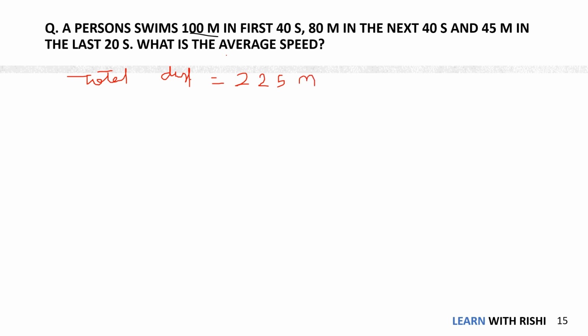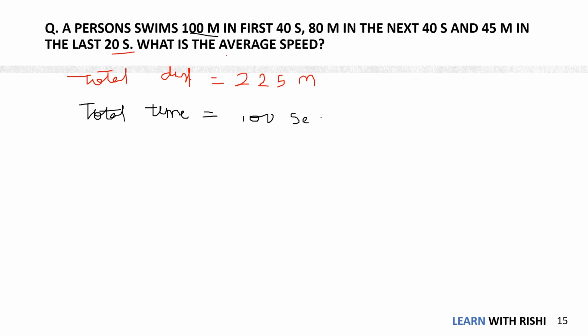And in the denominator we write time required. So they have given three intervals of time, so again we need to find the total time. We'll again add 40 seconds plus 40 seconds plus 20 seconds. So it is 100 seconds.